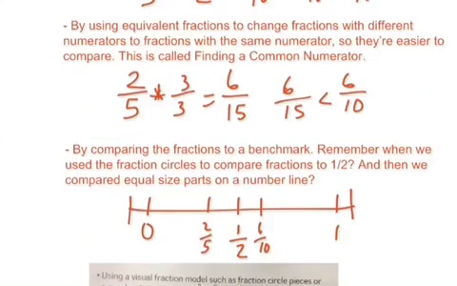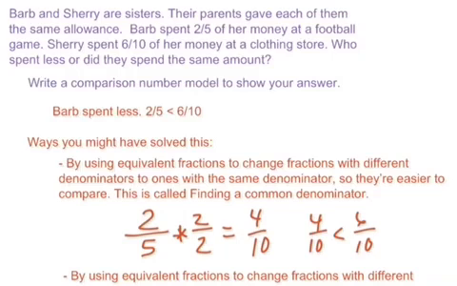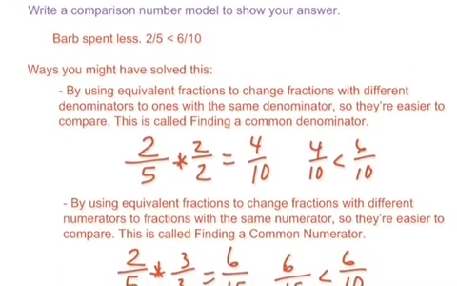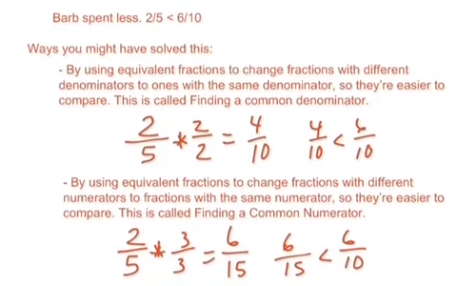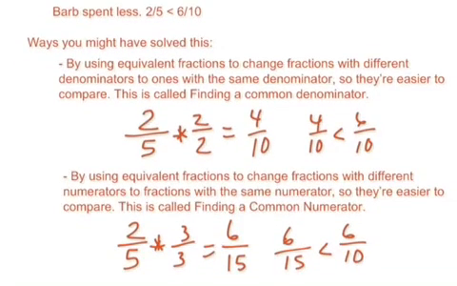Well, here we go. Could have done a lot of things here. So hopefully you would be able to see that Barb spent less. 2/5 is less than 6/10. Here's some different ways you might have solved it. Whatever way you solved it, you wouldn't need to write your notes again, but on the other ways that I'm solving right here, you're going to want to write these down because they might come in handy for you on a different problem. Okay, so here's the first one. By using equivalent fractions to change fractions with different denominators to ones with the same denominator, I could definitely compare. That would make it easier. That's called finding a common denominator.